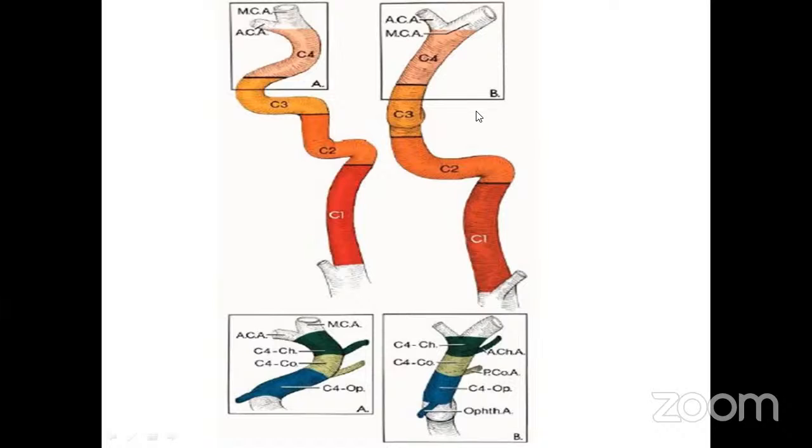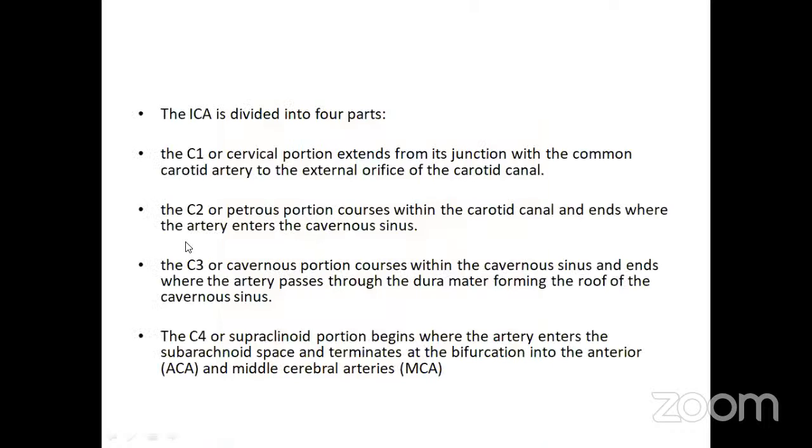internal carotid artery. Below in the diagram is the supraclinoid segment of the internal carotid artery. A is the lateral view, and B is the anterior view of the supraclinoid segment of the internal carotid artery. So the ICA is divided, as we have seen in the picture, into four parts.